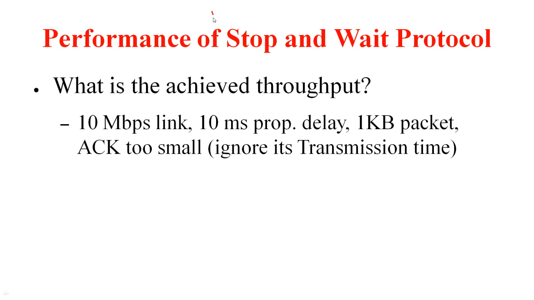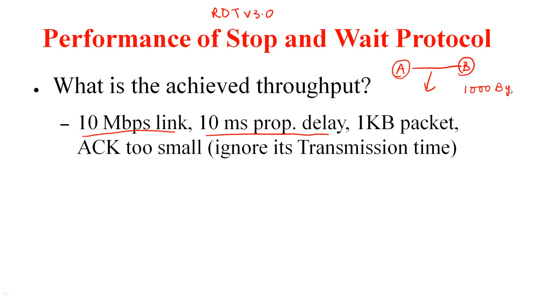Now that we have designed this stop and wait protocol, our RDT version 3.0, let's see how well it performs in terms of throughput. So consider this case where you are trying to provide reliability between two nodes A and B, and the link that is connecting them is a 10 Mbps link. It has a 10 millisecond propagation delay, and the packets that I am going to send on them are 1000 bytes long. And assume that the ACK packet is so small that you can ignore its transmission time. Now what is the throughput I am going to achieve if I were to use this stop and wait protocol?